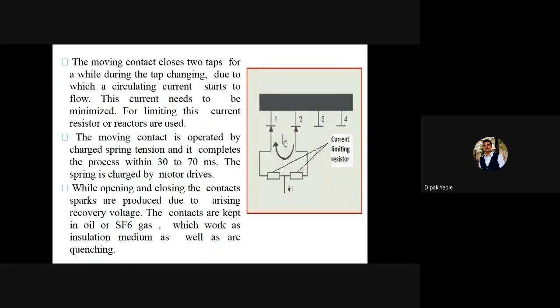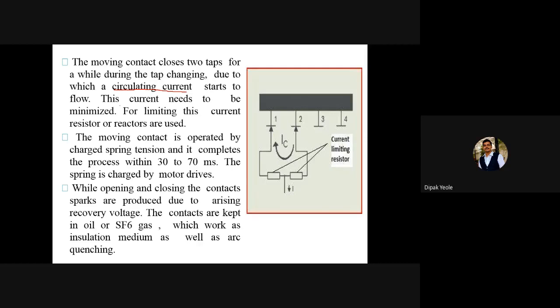Now there are obviously current limiting resistors used inside the changing of the position of the moving contact. Now, what is the purpose of this current limiting resistor? The name indicates itself. We have to limit the current. Let's say the moving contact closes the two taps for a while during the tap changing, due to which a circulating current starts to flow. What will be created there? A circulating current will flow. To limit this circulating current, we have to use these current limiting resistors.